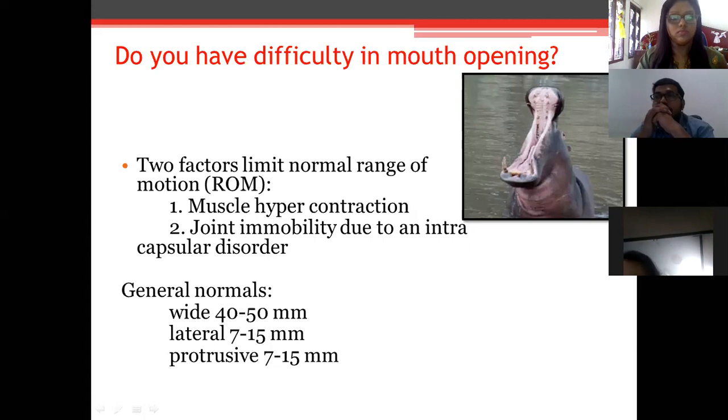If it is a muscular problem only, we can treat it very nicely without any surgical procedure. And if you have a disc perforation or other such problems, definitely you need surgical correction. But most of the time, 90 to 95% of TMJ cases, we can treat with non-surgical approaches.